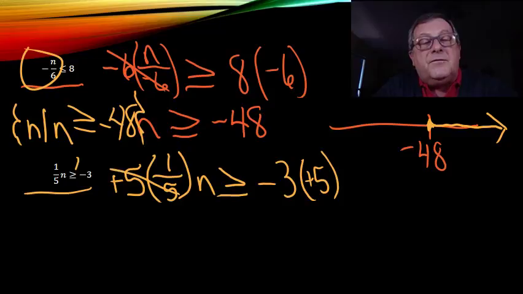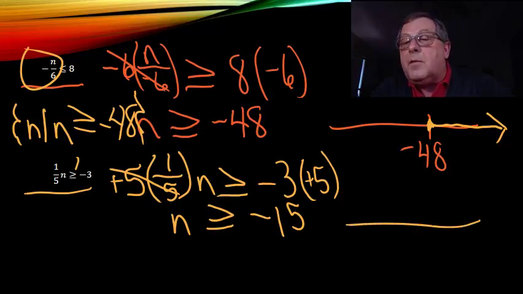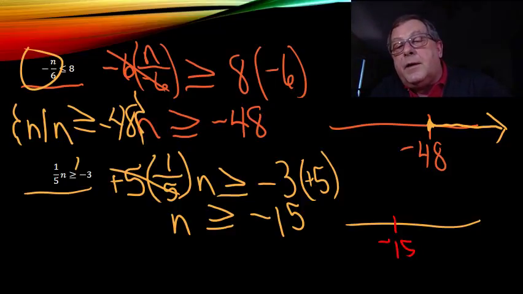And as we solve this, 5 times 1/5 is just going to equal 1. It's just going to give me n greater than or equal to, and then negative 3 times positive 5 is negative 15. So once again, if I've got this on a number line, and let's say I've got negative 15 right here, and in this case, n is greater than or equal to, I'm going to move it to the right. My arrow is going to the right.